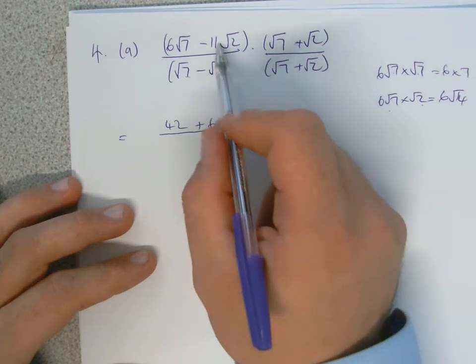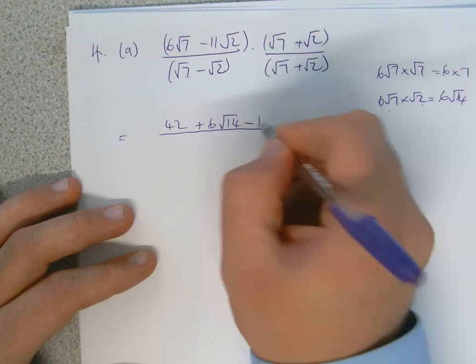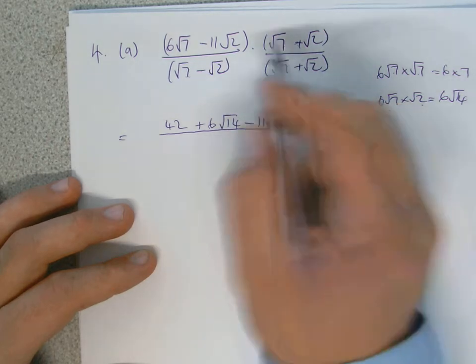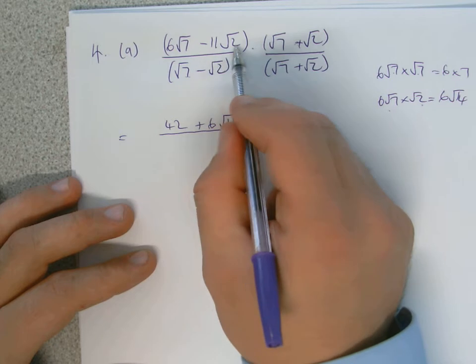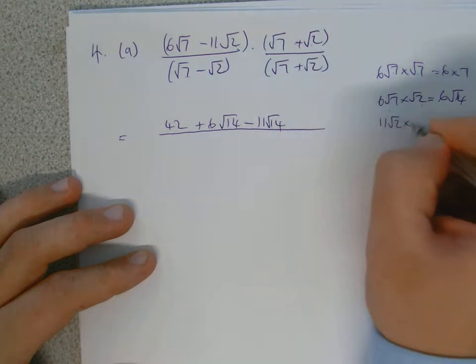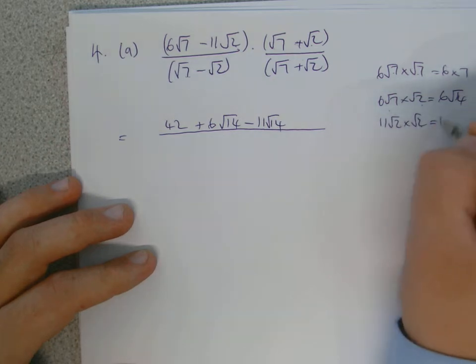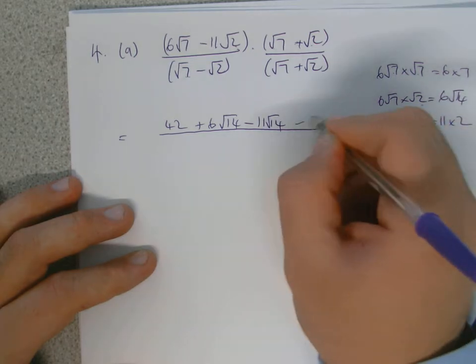So then you've got the inners, 11 root 2 times root 7 will be minus 11 root 14, and then lasts 11 root 2 times 2 is going to be, I'll write it down if you want. Because you've got root 2 times root 2, that's just 2, so that'll be 11 times 2. So that'll be take away 22.